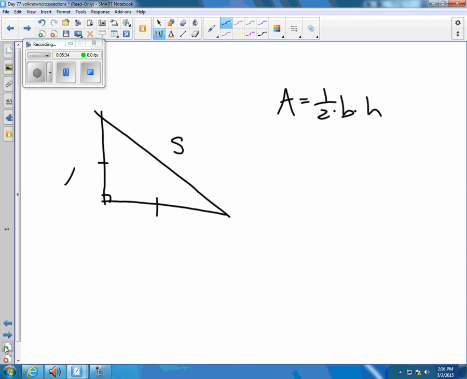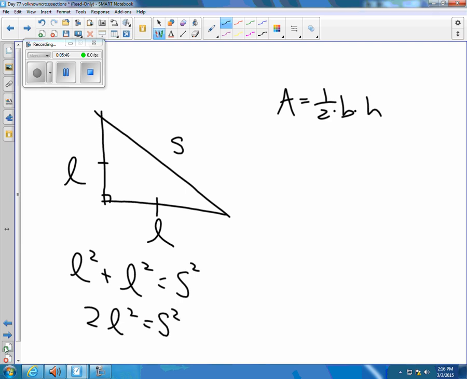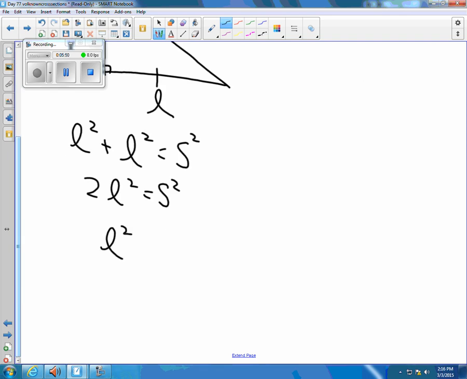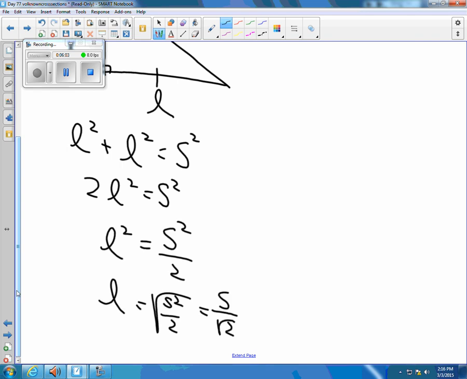So if I put here an L for leg, we know from the Pythagorean theorem that L squared plus L squared equals S squared. So 2L squared equals S squared. So L squared equals S squared over 2. The length of each leg is going to be the square root of S squared over 2, which is equal to S over rad 2.